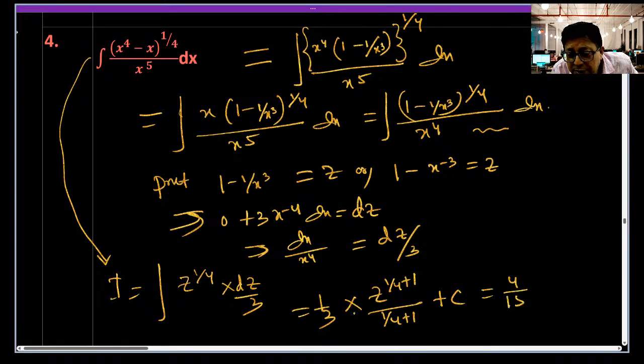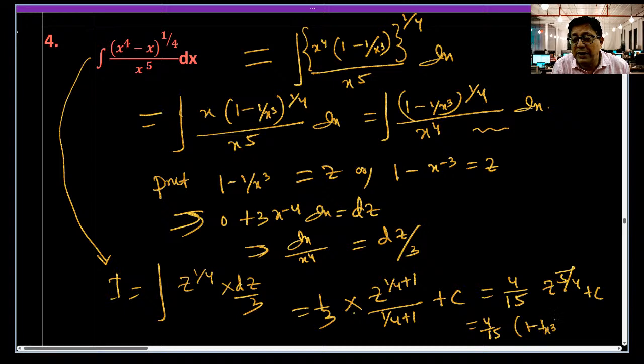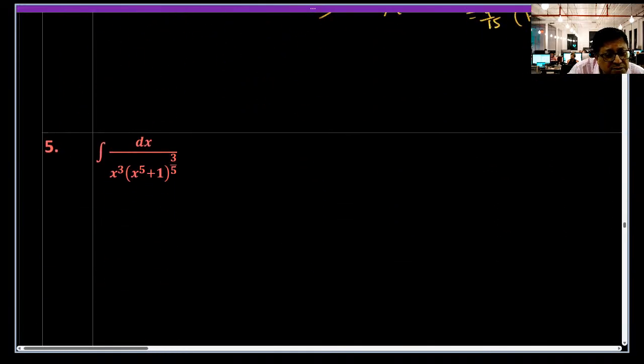So 4 by 15, z to the power 5 by 4. Z you substitute, 1 minus 1 by x cube. Alright. You'll find this in most of the textbooks. Whatever. Okay. This kind of manipulation you practice with me here, apply it in solving other sums.